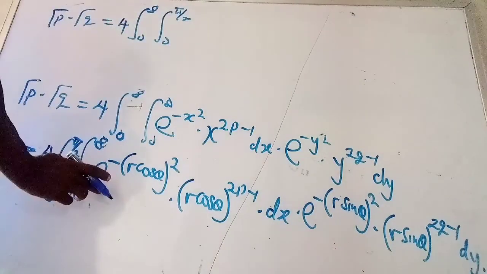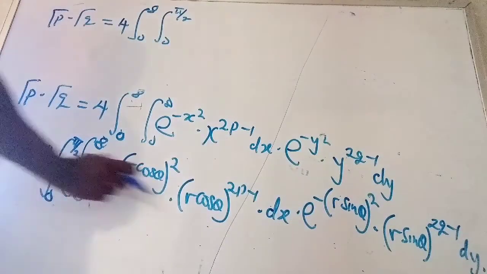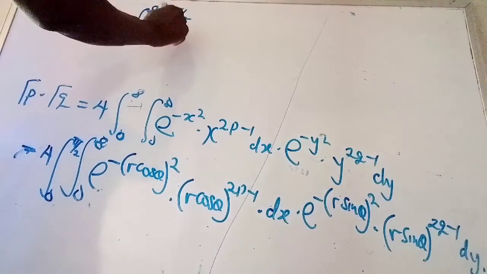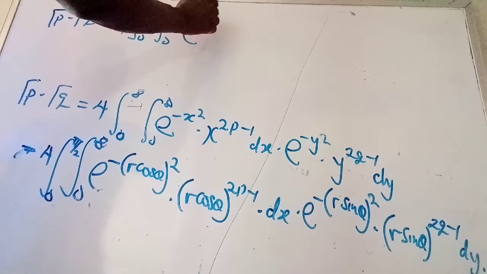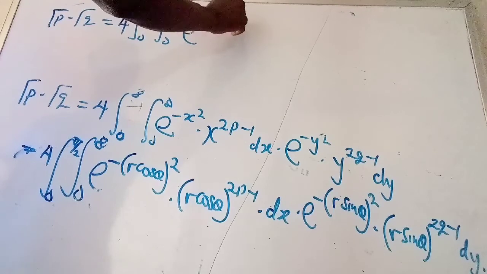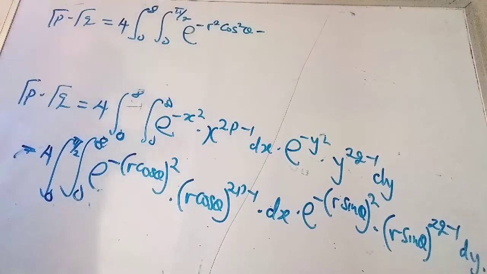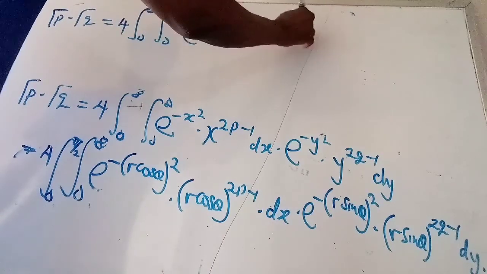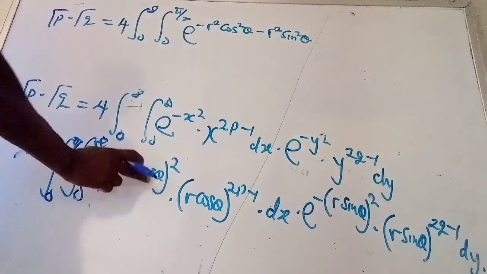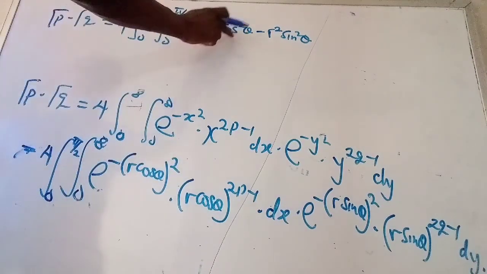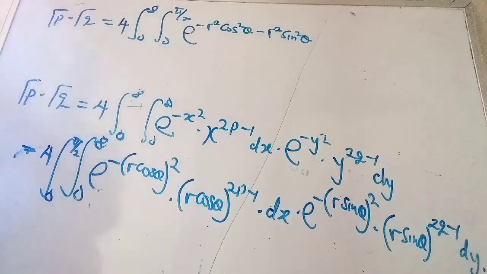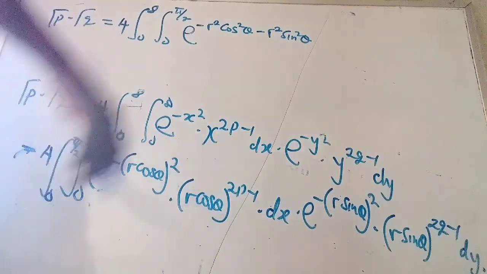Then collecting the like terms of e, I will have e to the negative r square cos square theta minus r square sine square theta, because r cos theta raised to the power 2 will be r square cos square theta, and r sine theta raised to the power 2 will be r square sine square theta.